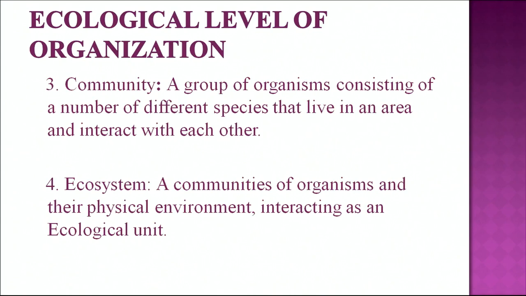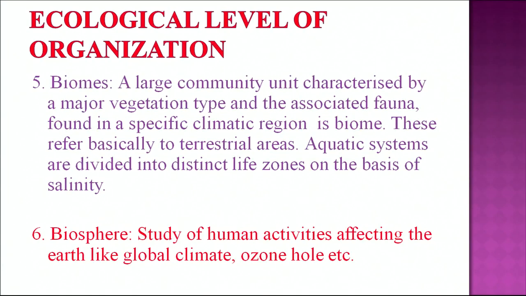Fourth is ecosystem, a community of organisms and their physical environment interacting as an ecological unit. The fifth one is biome, a large community unit characterized by a major vegetation type and the associated fauna found in a specific climatic region. These refer basically to terrestrial areas. Aquatic systems are divided into distinct life zones on the basis of salinity. The sixth one is biosphere, a study of human activities affecting the earth, like global climate, ozone hole, etc.